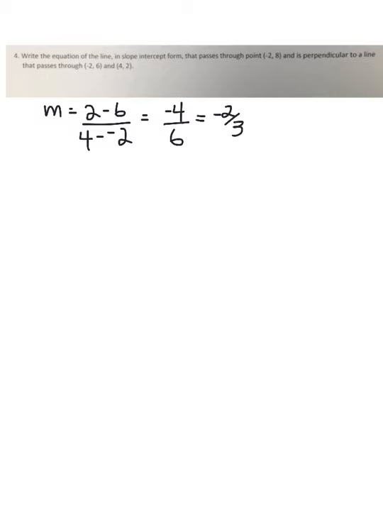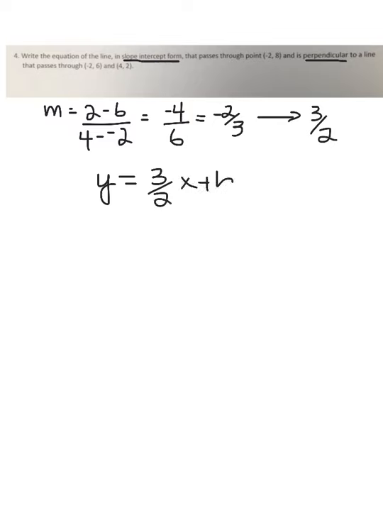Now it does say slope-intercept form, which is y equals mx plus b. So we do have a line perpendicular. So if this is the slope of the regular line, then the slope of the perpendicular line will be the negative reciprocal. So that's what I'm putting in here, 3/2 x plus b. It tells you that it passes through the point negative 2, 8. So I'm going to put in 8 for y.